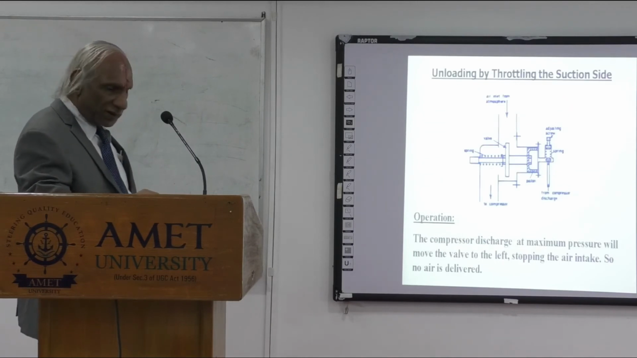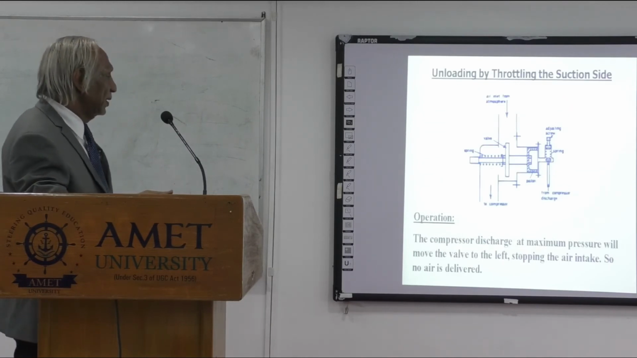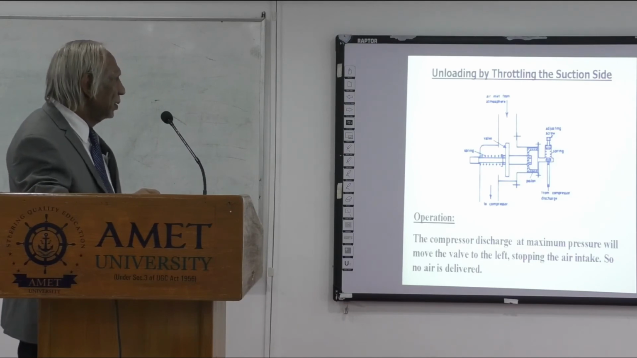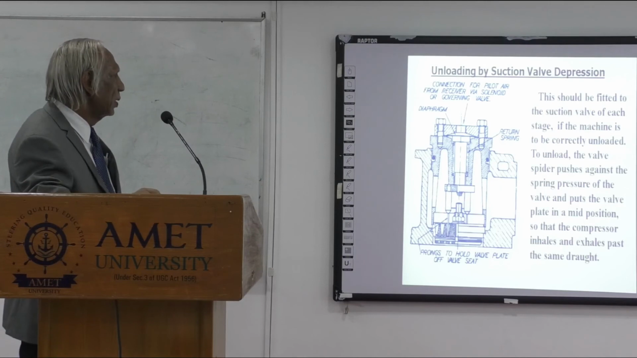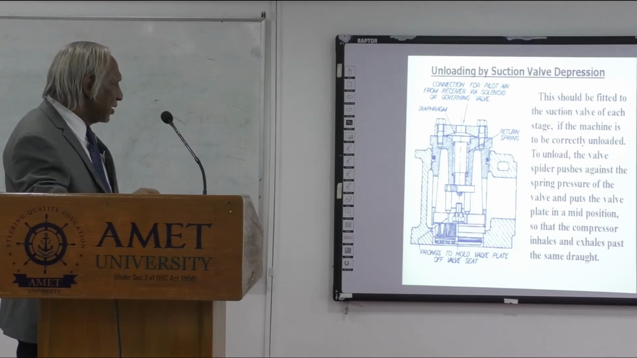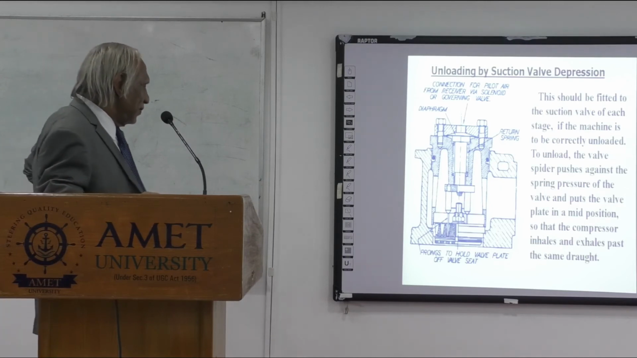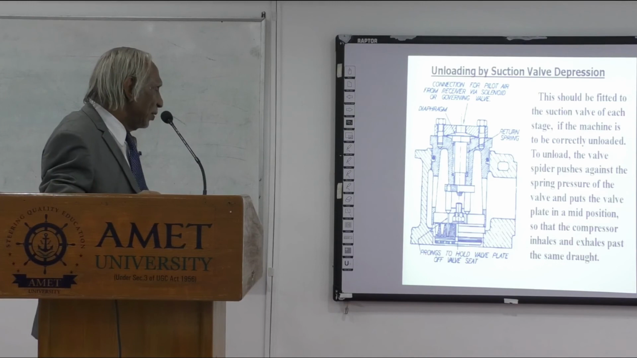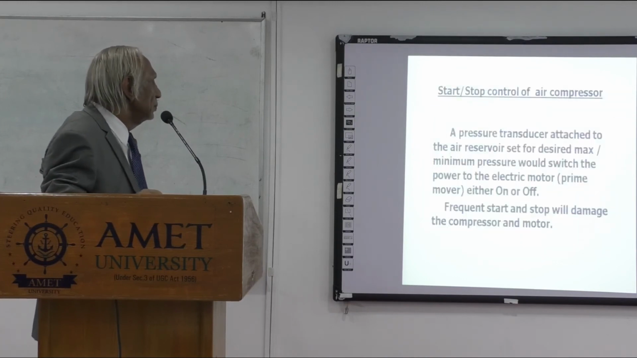Okay. This small sketch shows unloading by throttling the suction side. Here is another arrangement for an unloader, where the suction valve is depressed so that the compressor will not pump. It just simply pumps in and pumps out.